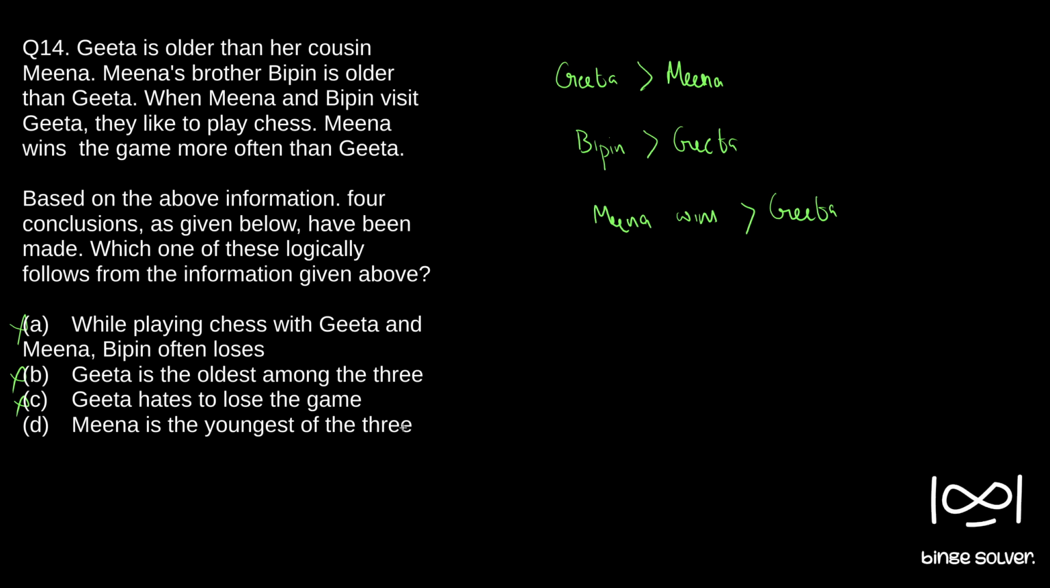Meena is the youngest of the 3. We know that Bibin is greater than Geeta, and Geeta is greater than Meena from this information. So we can see that Meena is the youngest. So we can say D is right. The only statement that follows from these statements is Meena is the youngest of the 3.